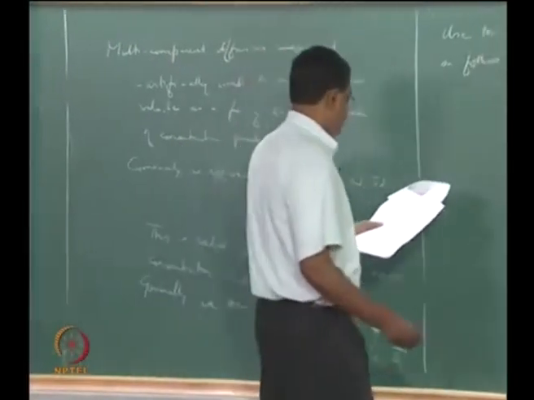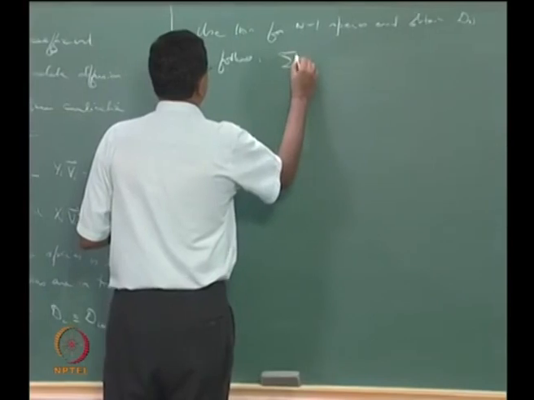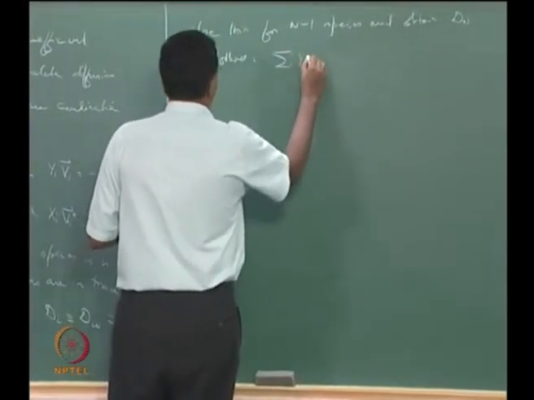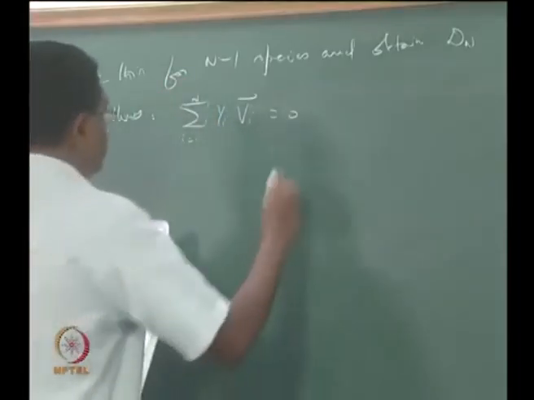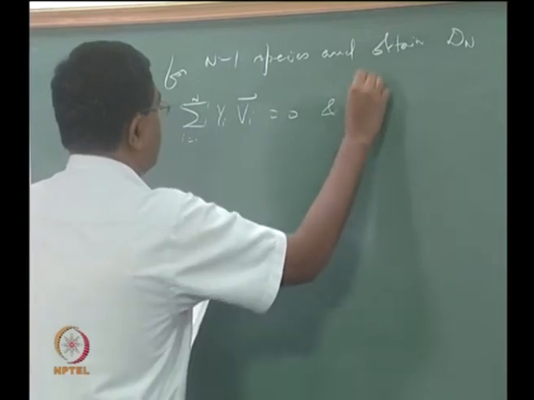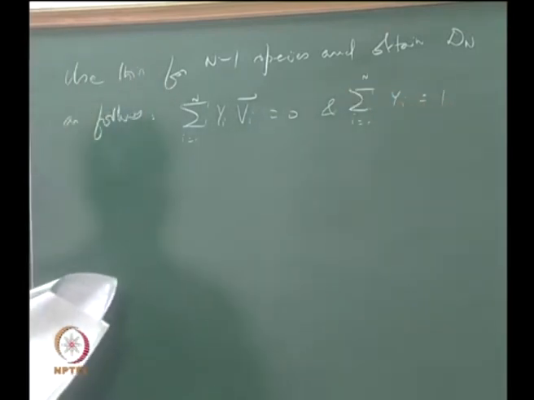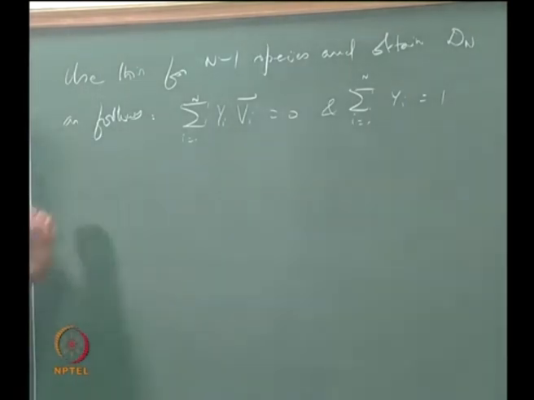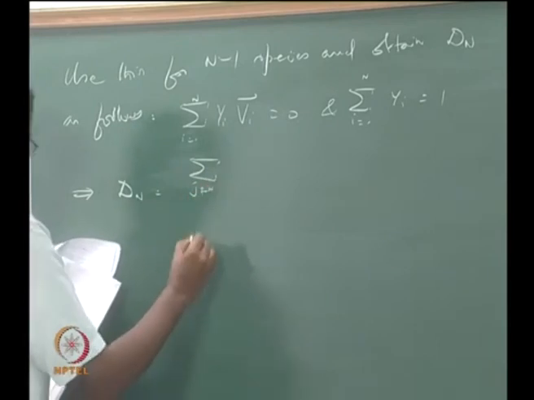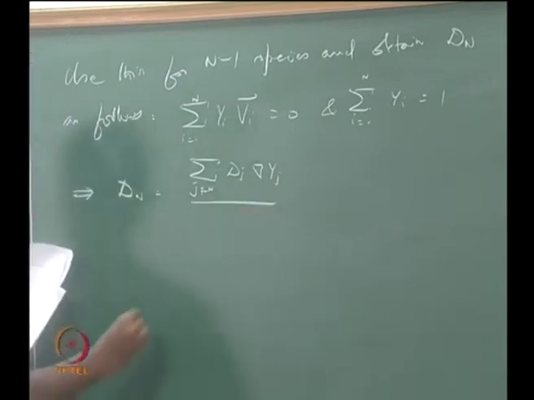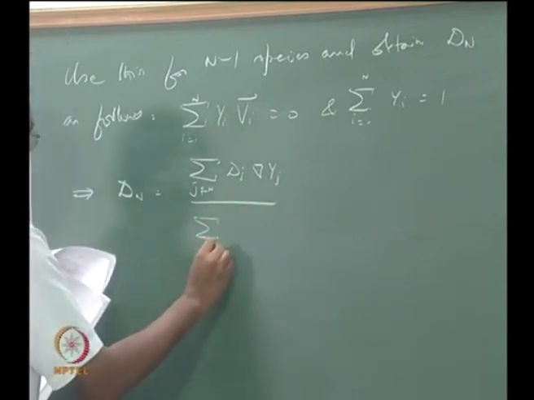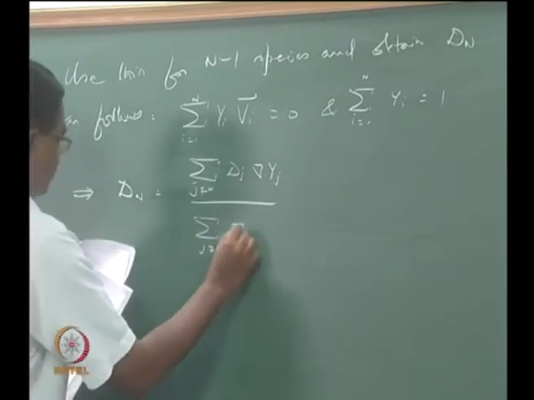The nth species has to be obtained from adopting sigma Yi Vi vector equal to 0, i equals 1 to n, and sigma i equals 1 to n Yi equal to 1. Use these to obtain your Dn as sigma j unequal to n Dj gradient Yj divided by sigma j unequal to n gradient Yj.